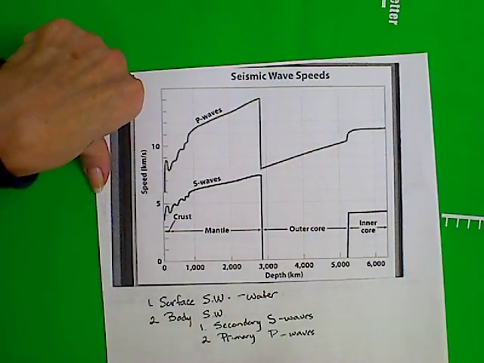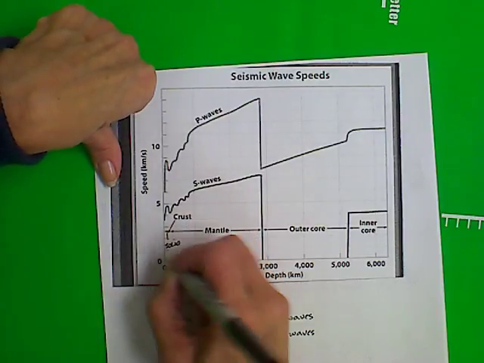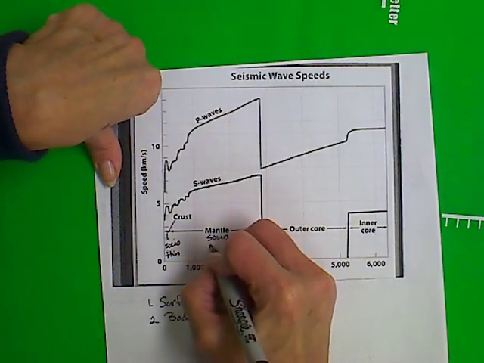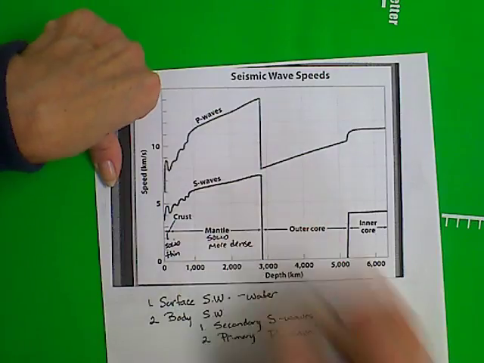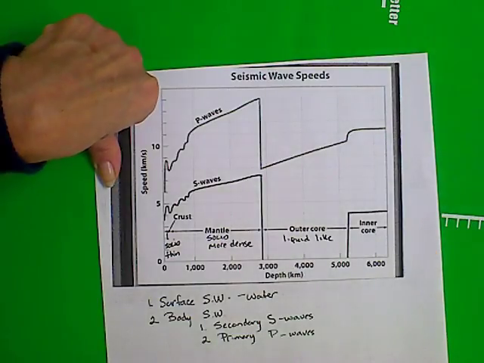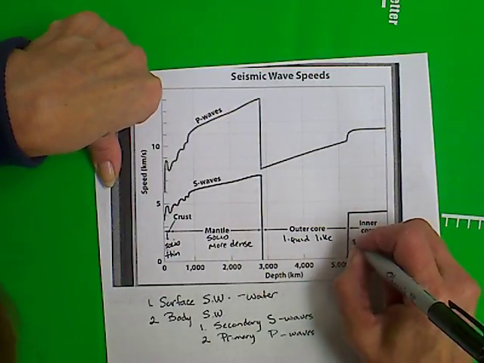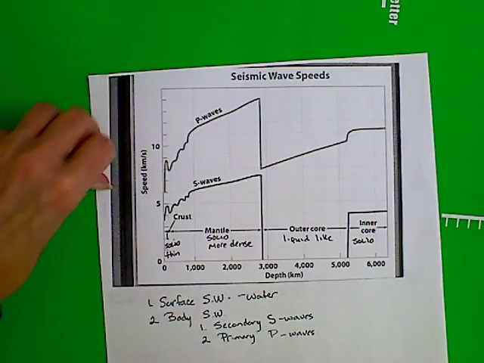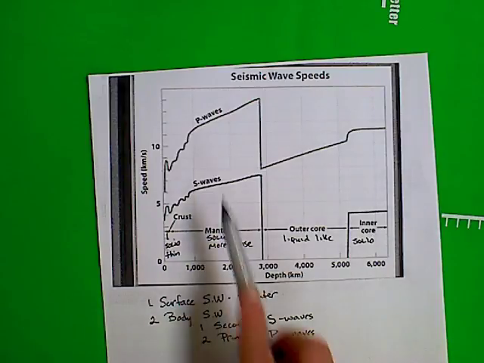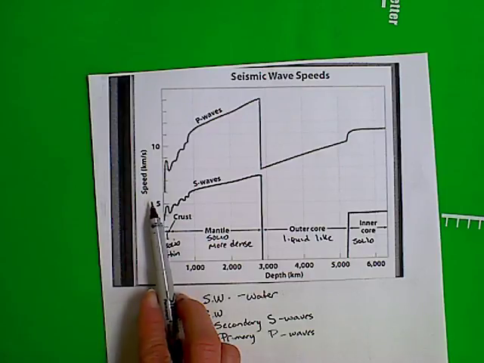So let's review for a minute about what each is made of. Our crust is a solid, but it's thin. Our mantle is a solid, but more dense. Our outer core is liquid-like. Our inner core is a solid. All right? So this is the P waves, or our primary waves, and our S waves as it travels through the earth, going from the crust to the inner core.